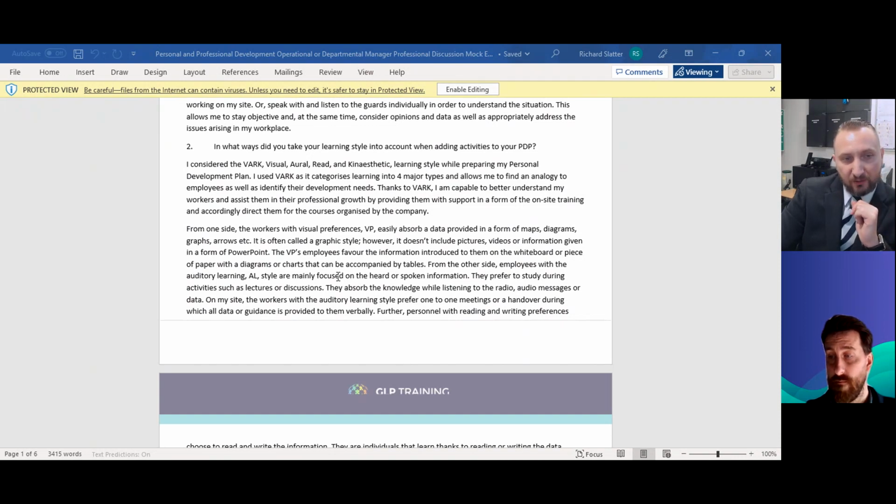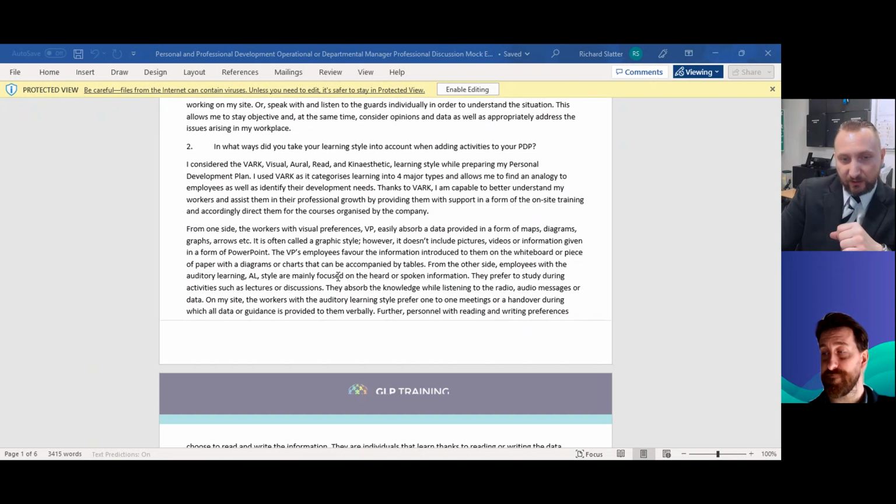and accordingly direct them to the courses organized by my company. From one side, the workers with visual preferences easily absorb data provided in a form of maps, diagrams, graphs, arrows. It is often called a graphic style. However, it doesn't include pictures, videos, or information given in a form of PowerPoint. The visual preferences employees favor the information introduced to them on the whiteboard or piece of paper with diagrams or charts that can be accompanied by tables.